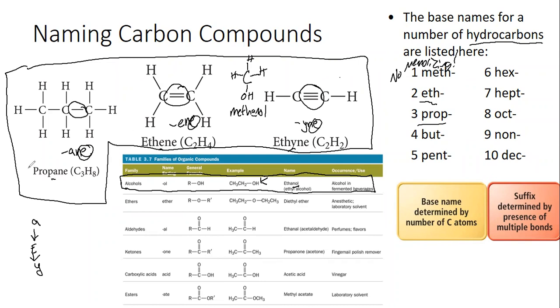I just want you to be able to look at a compound and know if it's an -ane, an -ene, an -yne, or an -ol. Yeah, just the ending. That's what I'll be testing you on.